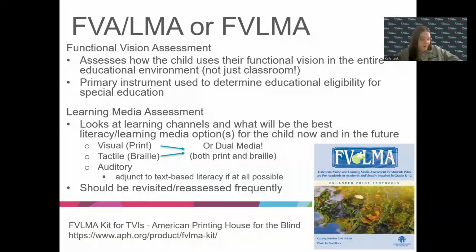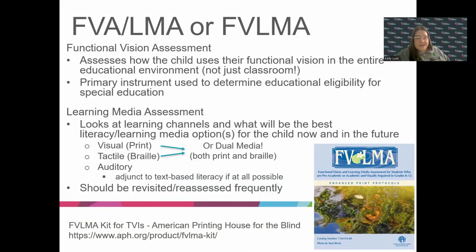This one is the primary instrument we use to determine educational eligibility because, again, most of our kids, if they have a diagnosis, they're going to meet that medical eligibility, especially in CBI. But we do in most states have to show an educational impact. So this is the primary instrument that we use to say, hey, yes, we are seeing that the vision impairment is impacting their educational ability to do the things they need to do in the school setting. And that's why they need to be certified eligible for special education and an IEP.